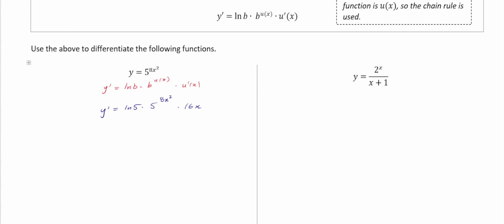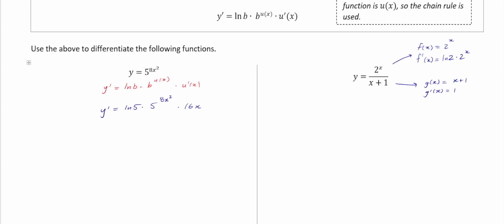The next example involves us using the chain rule, and something that I like to do is define the top one as, we can call it whatever we want, but I'm going to call it f of x is equal to 2 to the power of x, right? And then I'm going to find the derivative of that, and the derivative of that is just ln 2 times 2 to the power of x. And then I have my denominator function, g of x. And my denominator function is x plus 1, and the derivative of my denominator function is just 1.